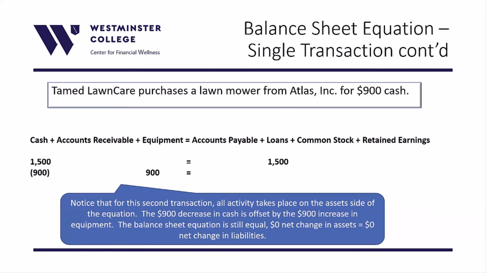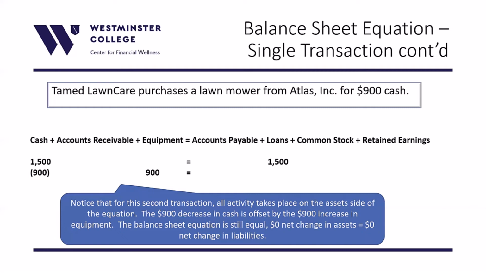All right, so cash asset is going to decrease by the 900. The equipment asset is going to increase by 900. The net impact of this transaction is 0 on the assets. One is increasing and one is decreasing by the same amount. Okay, so is the balance sheet equation still in balance? The answer is yes, because a 0 net change in assets equals a 0 change in claims.